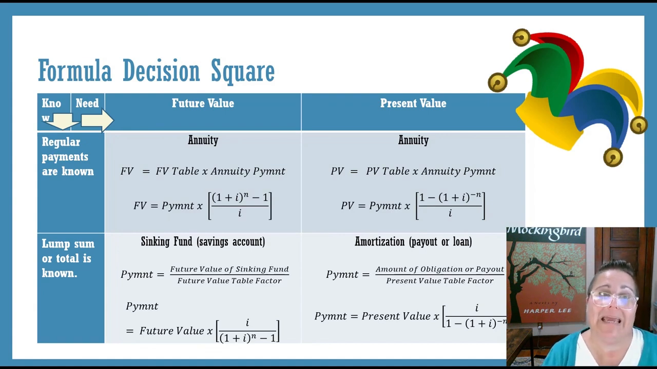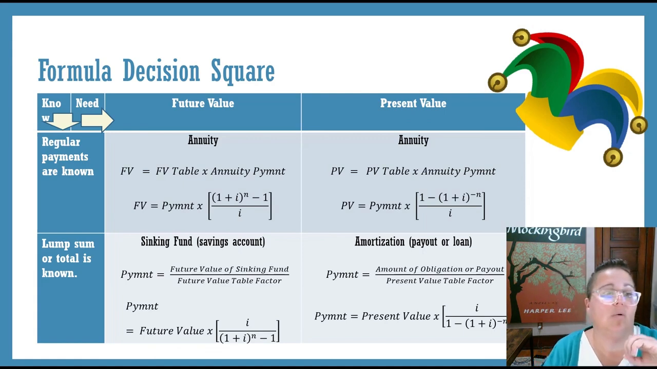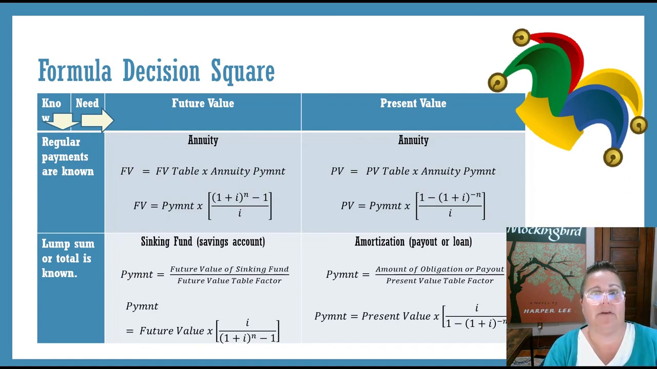If you know the regular payments, and you know how much money you have today, and you need to know how much you need to put away today in order to receive those payments into the future, then what you have is the present value. You're looking for the present value, right? If you know the lump sum, I know how much the debt is today. I know how much the winnings are today. I'm trying to determine the payment. Then you're looking at an amortization.